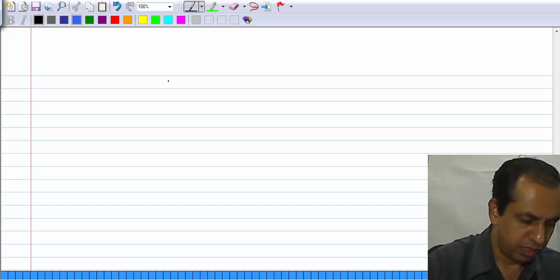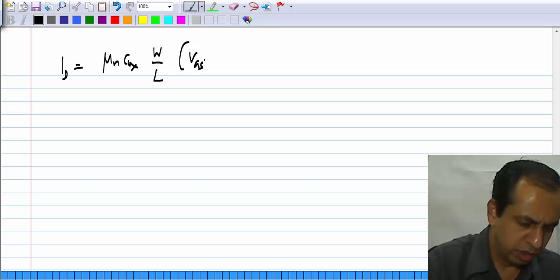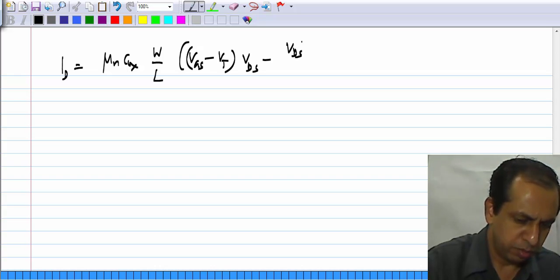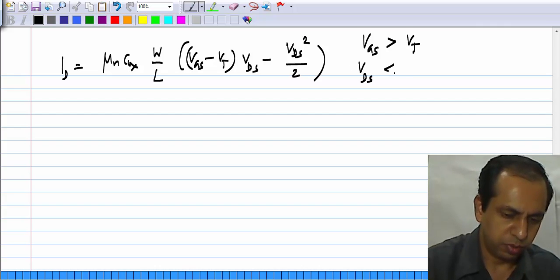Another point to note is that ID is mu1 Cox W by L times (VGS minus VT) times VDS minus VDS squared by 2 in the triode region, that is VGS greater than VT and VDS smaller than VGS minus VT.